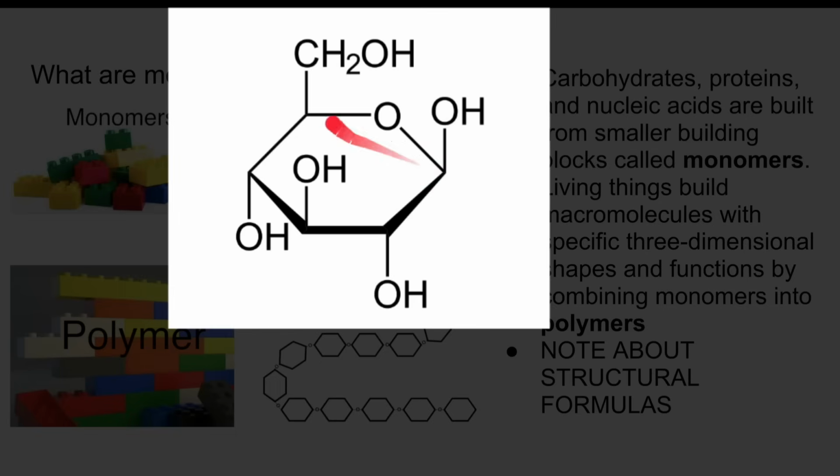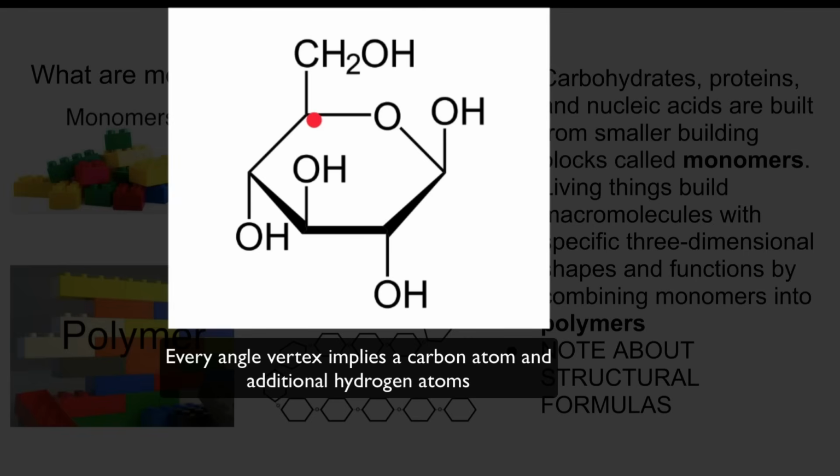And here's a note about structural formulas. If you see something like this, you might wonder, what's going on at these angles? Every unspecified angle vertex has a carbon atom. And that's why this is a C6H12O6, because there's carbons here, here, here, here, here. Carbon is so central that it's just understood.